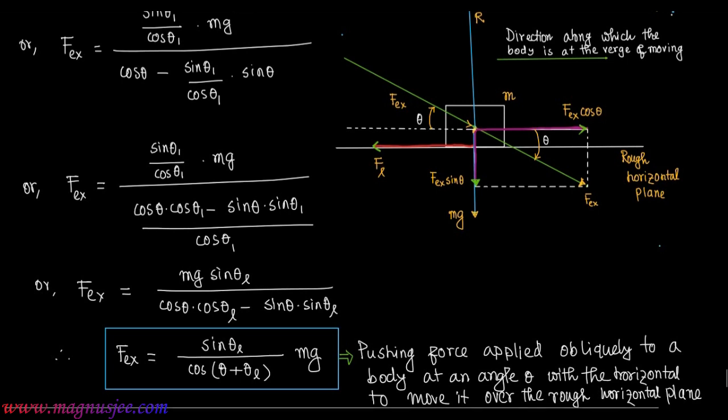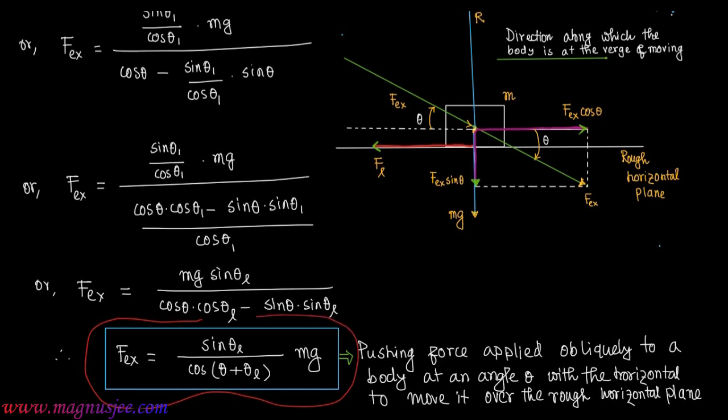Pushing force applied obliquely to the body is Fex, which is sin theta L into mg divided by cos (theta plus theta L). Fex is equal to sin theta L divided by cos bracket open theta plus theta L into mg. That is the expression of the pushing force applied obliquely to a body at an angle theta with the horizontal to move it over the rough horizontal surface.